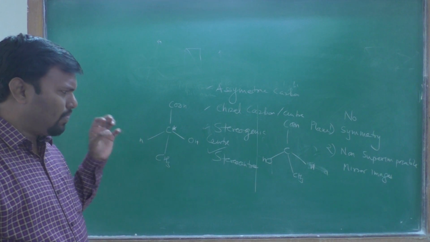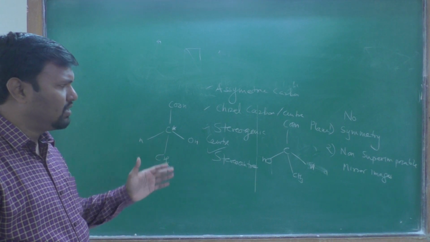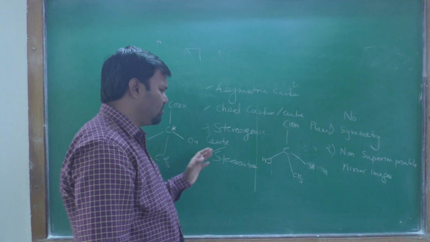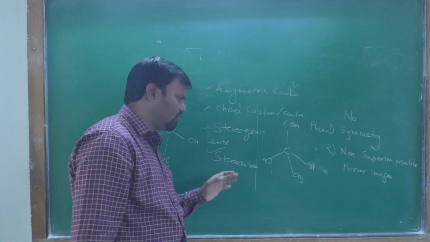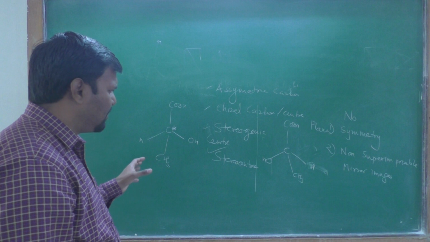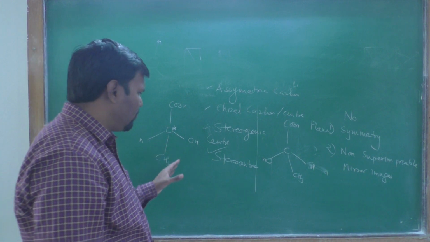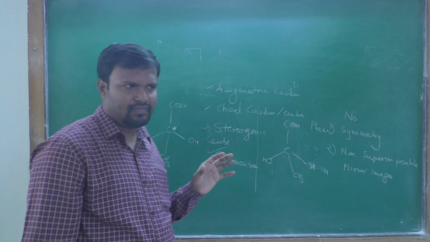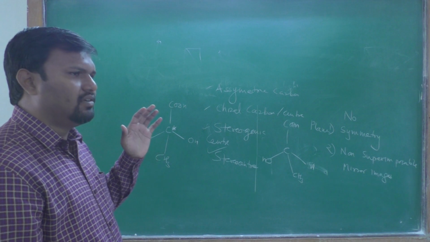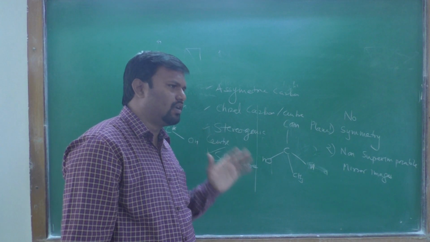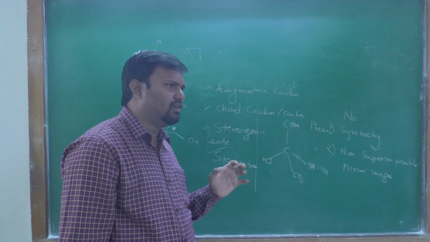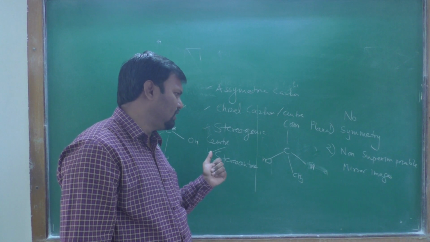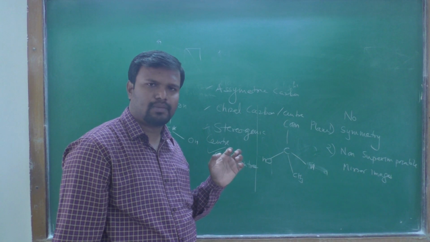Okay, these are the asymmetric carbons, chiral carbons, stereogenic centers or stereo centers. It is nothing but that carbon which has four different groups attached. And the most correct word is the stereogenic center or the stereo center.